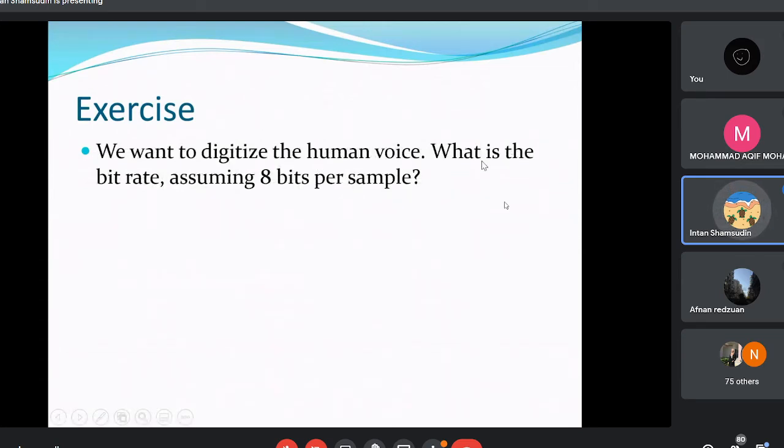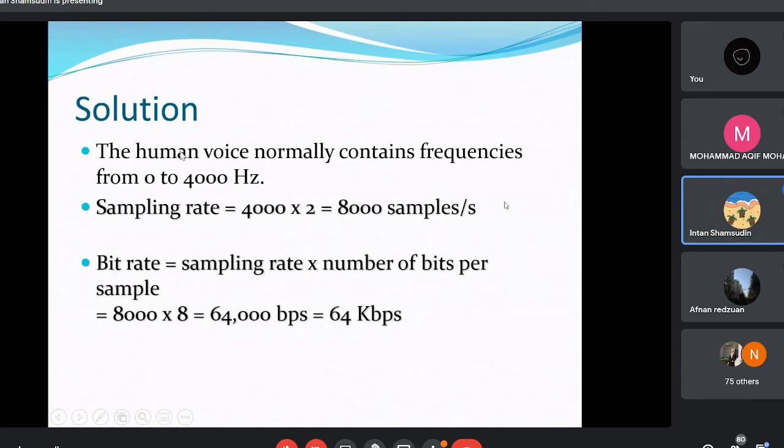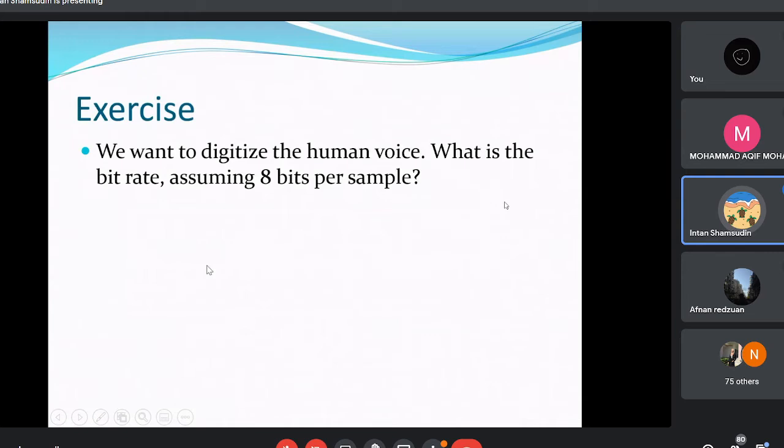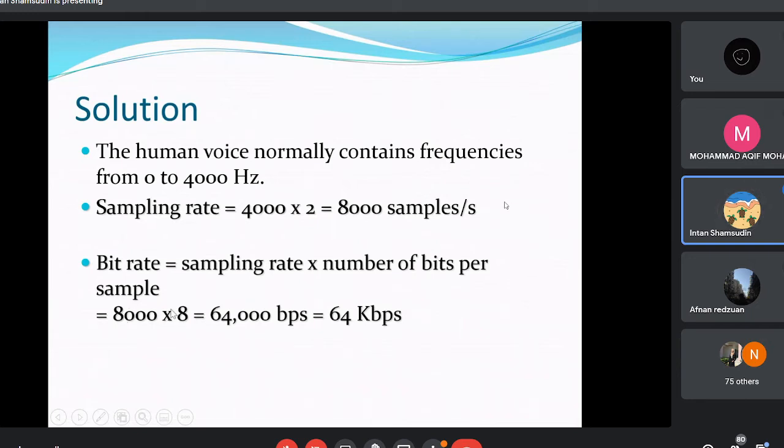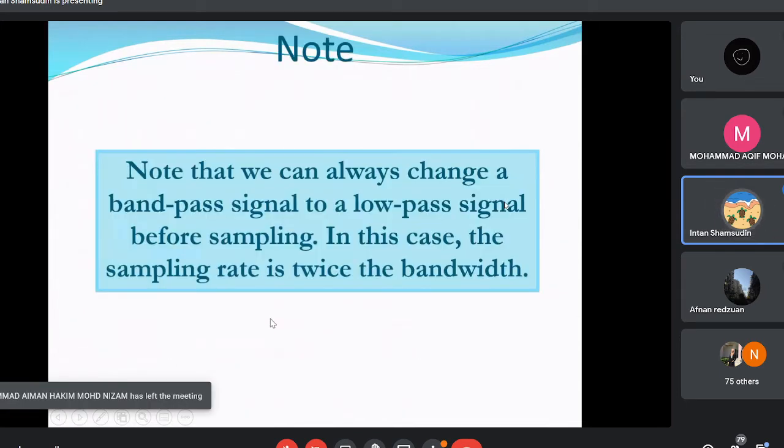We want to digitize the human voice. What is the bit rate assuming 8 bits per sample? So the solution, the human voice normally contains frequencies from 0 to 4000 Hz. Okay, so dapat 8000 samples. And then to calculate bit rate pula, sampling rate times number of bits per sample. So tadi dia nak assuming 8 bits per sample. So times je lah. Okay. 8000 times 8 equals to 64,000 bits per second. So you convert lah into kilobits. Okay. So this conversion ni basically dulu sekolah rendah pun dah belajar. Nano to micro. Okay. Alright.